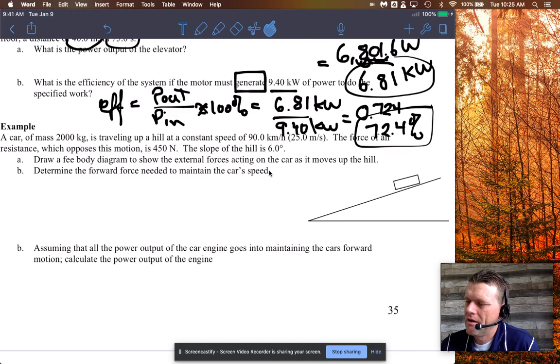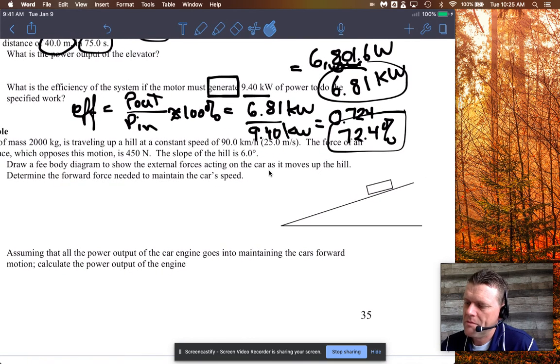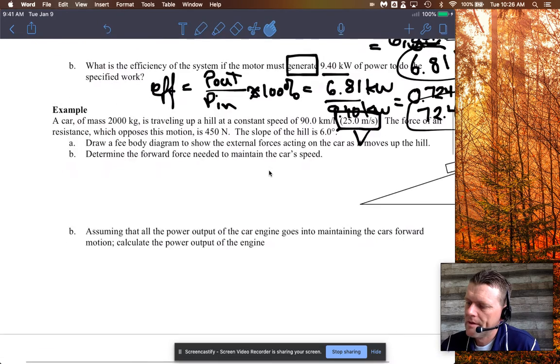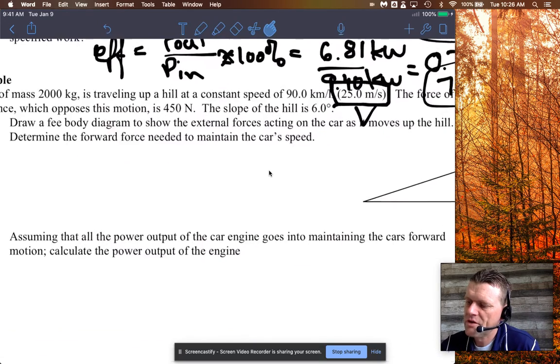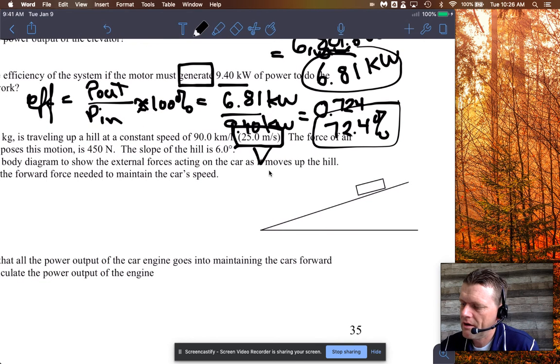Yeah, I guess let's do this one quick too. All right, so a free body diagram on this mass, it's 2,000 kilograms, it's traveling up a hill at a constant speed of 25 meters per second. Okay, that is a big clue. That's a constant speed. I know it says 90 kilometers per hour, but we converted it for you. The force of resistance which opposes the motion is 450 newtons, and the slope is 6 degrees. Okay, so this slope here is 6 degrees, and there is a force of air resistance acting on the mass.